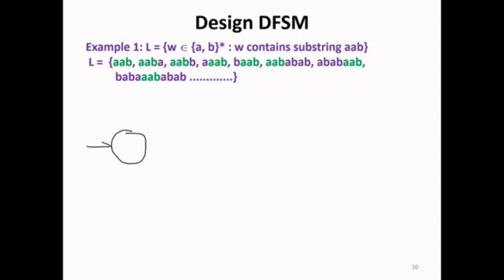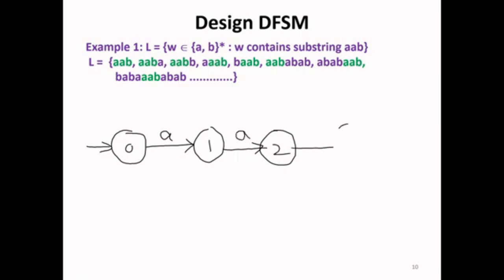This is the initial state 0, going to state 1 with first input symbol A, then from 1 to state 2 with the second symbol A, and to state 3 for symbol B, reaching the final state. So we got a compulsory substring AAB reaching the final state. Is the DFSM complete? No. Why is it not complete?